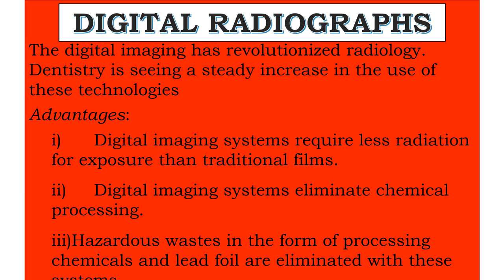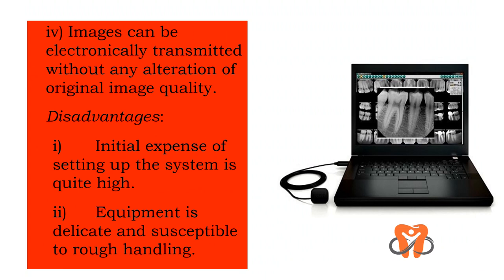these technologies. Now the best advantages are that digital imaging systems, they require less radiation for exposure than the traditional films. And the digital imaging systems, they eliminate chemical processing. And the hazardous waste in the form of processing chemicals and lead foils are eliminated with these systems. Also, images can be electronically transmitted without any alteration of the original image quality.